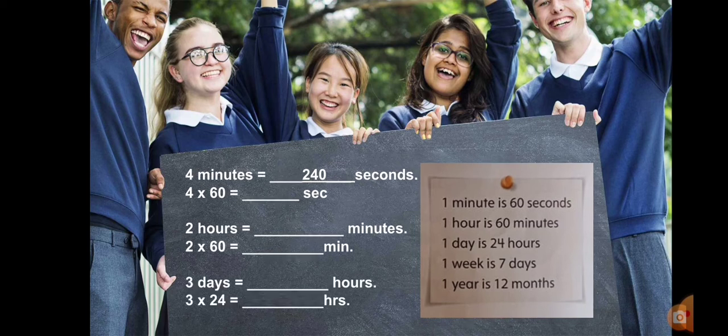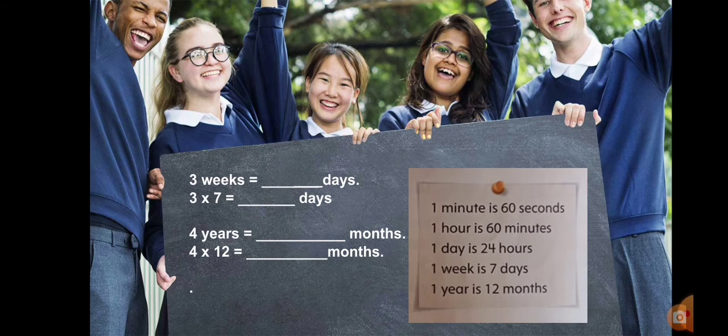The third statement is 3 days is equal to how many hours? In 1 day we have 24 hours. So simply multiply this 24 by 3 days and we will get the answer of how many hours we have in 3 days.